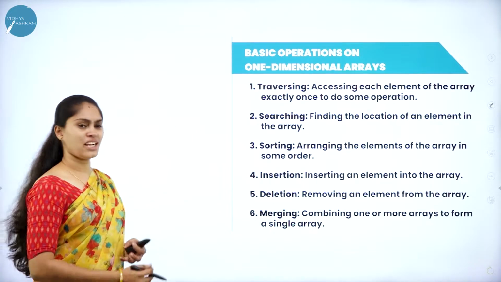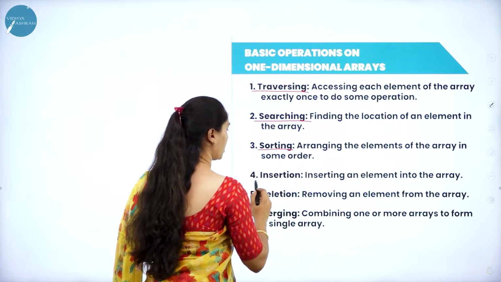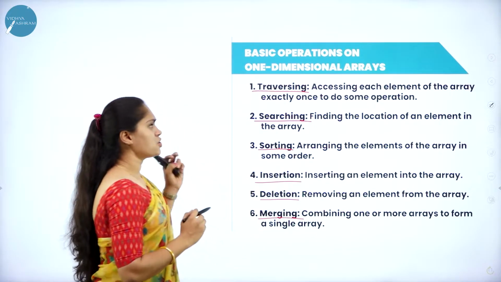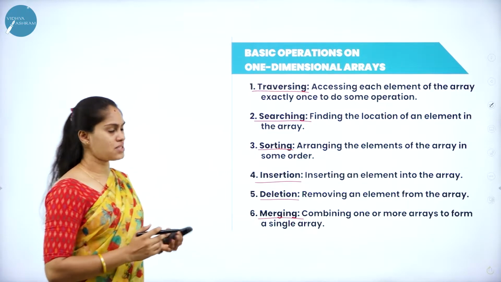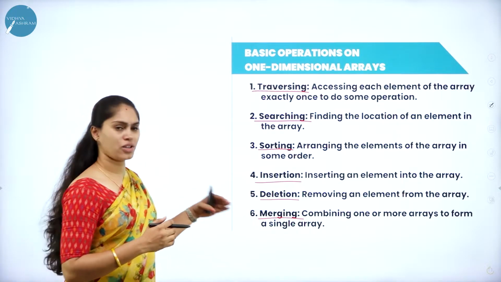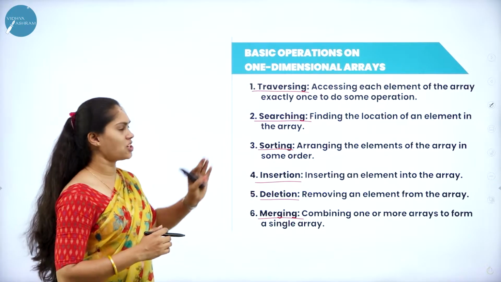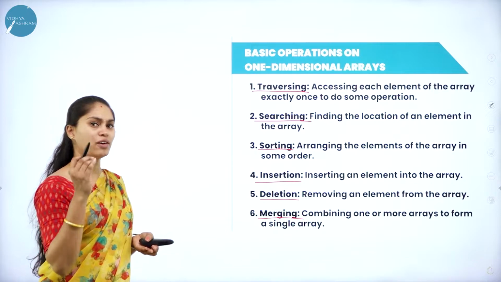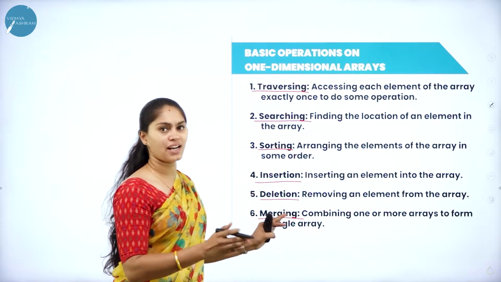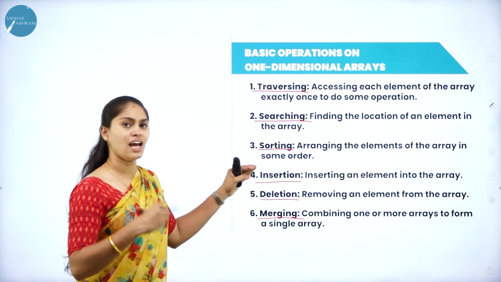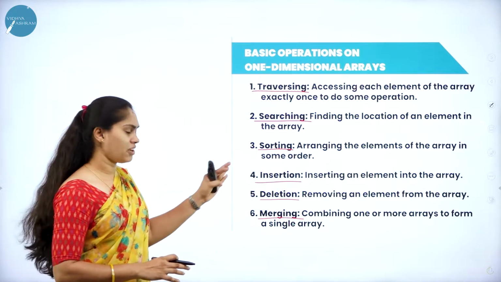Then what are the operations that I can perform on this array? I can have traversing, searching, sorting, insertion, deletion, merging. If I am talking about the non-primitive data structure or a linear data structure, the same operations are going to be performed on all of them. So when you are writing the answer for basic operations on a one-dimensional array, you have to write the content with respect to array. For example, traversing, accessing each element of an array exactly once. Inserting means adding a new data element to the array, and deleting means removing an element from the array. In that way you have to answer.